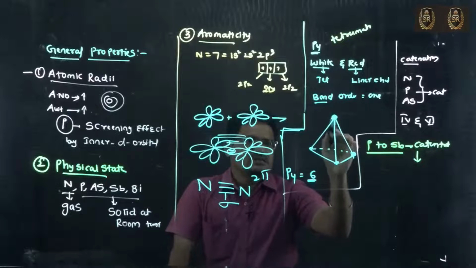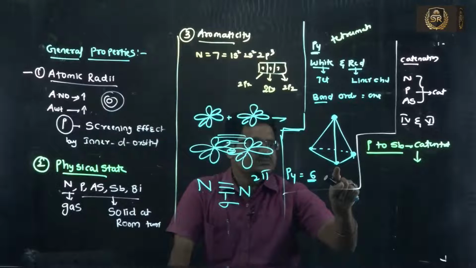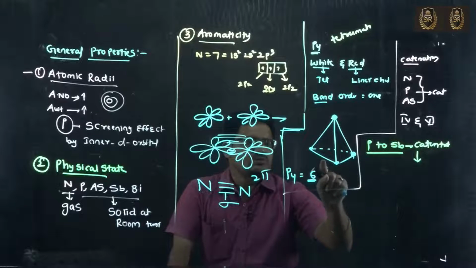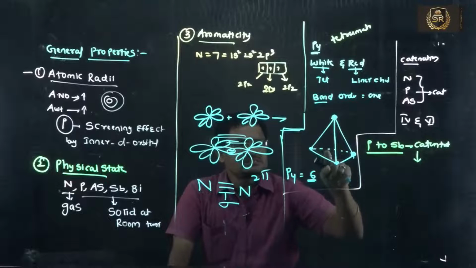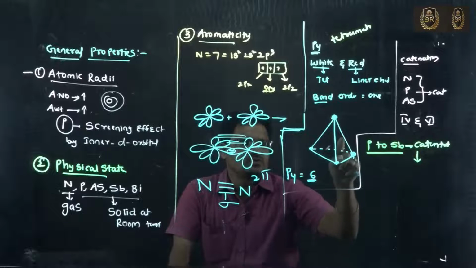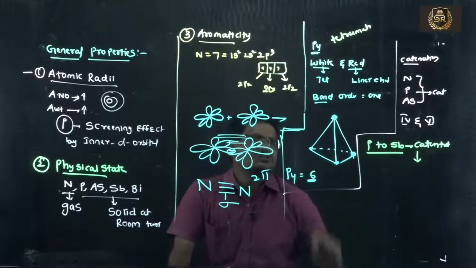In phosphorus, each phosphorus is bonded by 3 covalent bonds, and in total there are 6 covalent bonds: 1, 2, 3, 4, 5, 6. Its bond order is 1.